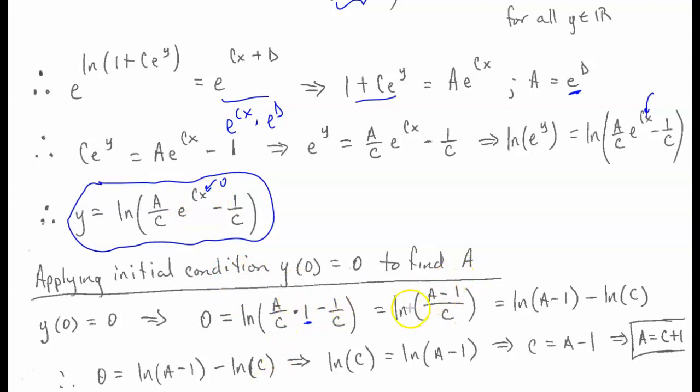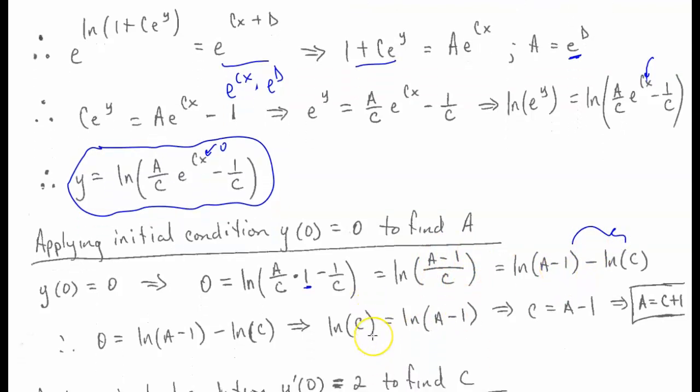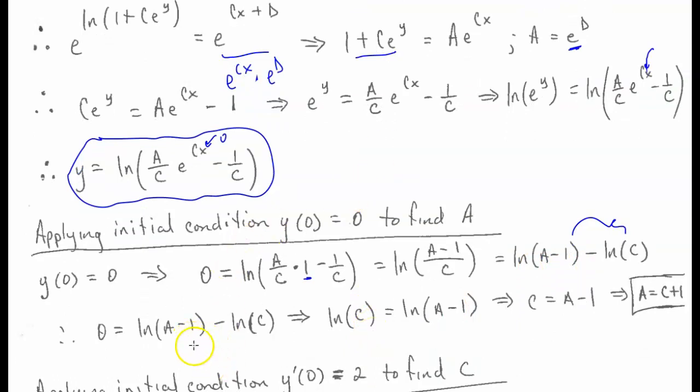And of course, this ends up just being natural log of a minus 1 over c. And we can rewrite it like this using the logarithm rules. And then from there, we say all this is just equal to 0, which means if I add natural log of c to both sides, I have this. And then using my logarithm rules, I know that whatever's on the inside of the logarithms must be the same. So that means that a has to be c plus 1.